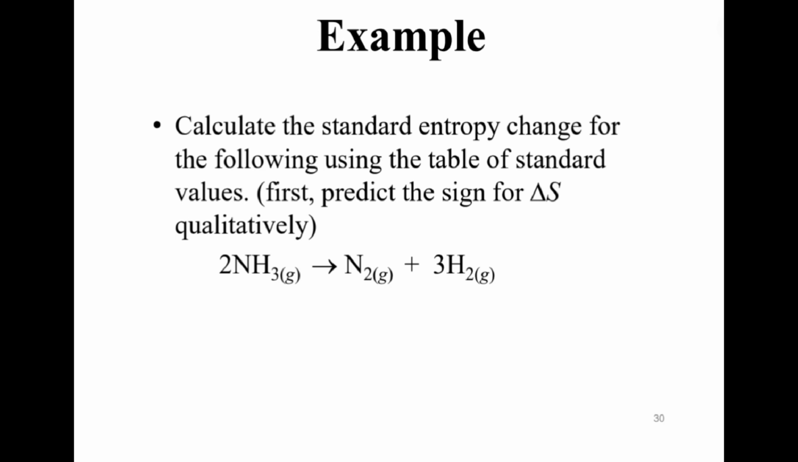Okay, so first, calculate the standard entropy change for the following using the table of standard values. The standard entropy values of each of these substances will be given. After that you will be asked to calculate the standard entropy change of the reaction. Now, first predict the sign for change in entropy qualitatively.